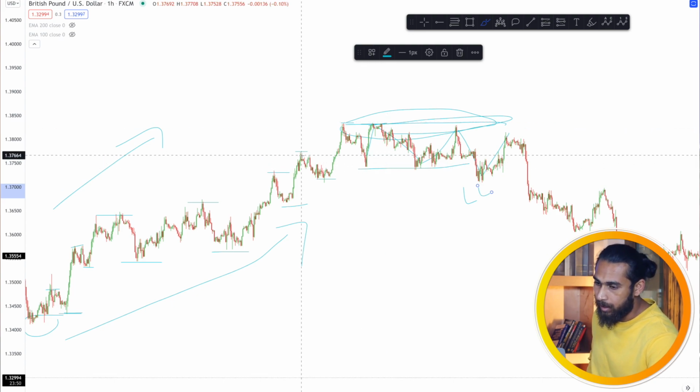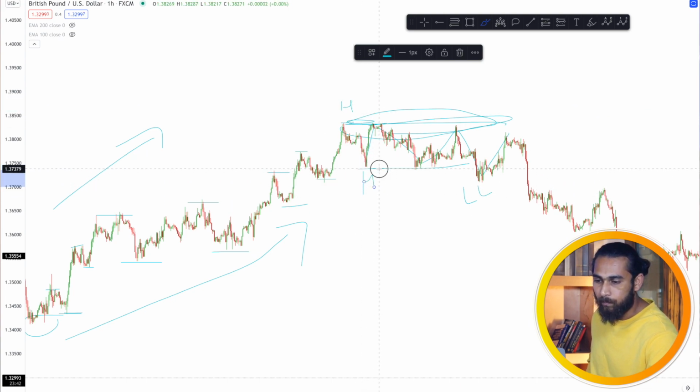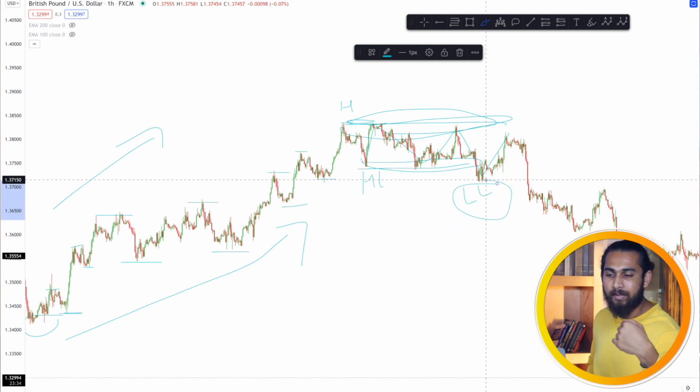Let us say this was the higher high, then higher low, then this was the final higher high, and then this was the final higher low. When the price moved below this low, it created a new lower low, telling us that there is a momentum change.